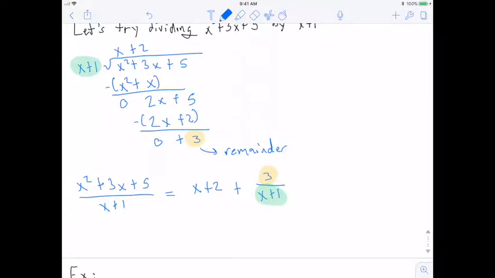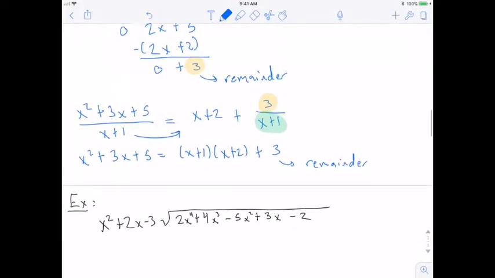Again, we can sort of cross-multiply this bottom over and say this is the same thing as x squared plus 3x plus 5 is equal to x plus 1 times x plus 2 plus x plus 1 times 3 divided by x plus 1. But these cancel out since we have the same thing on top and bottom. So we can simply write this as plus 3. And again, we can see this is our remainder. It doesn't factor out nicely.